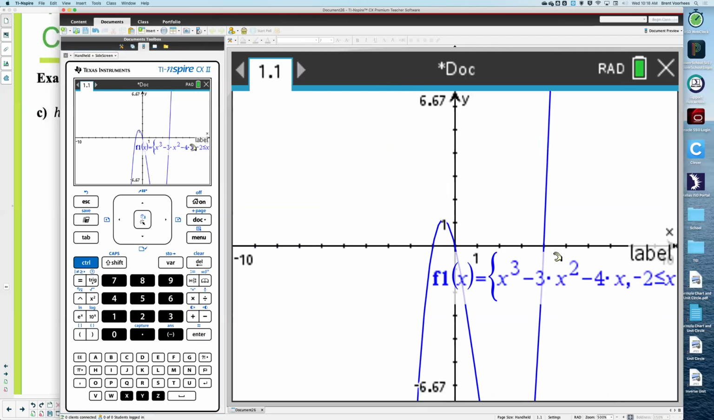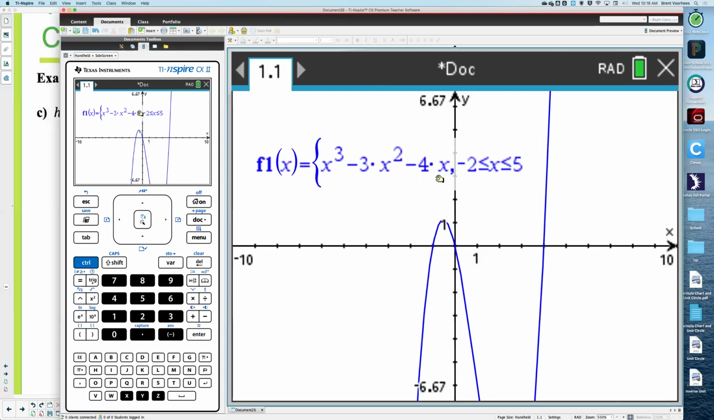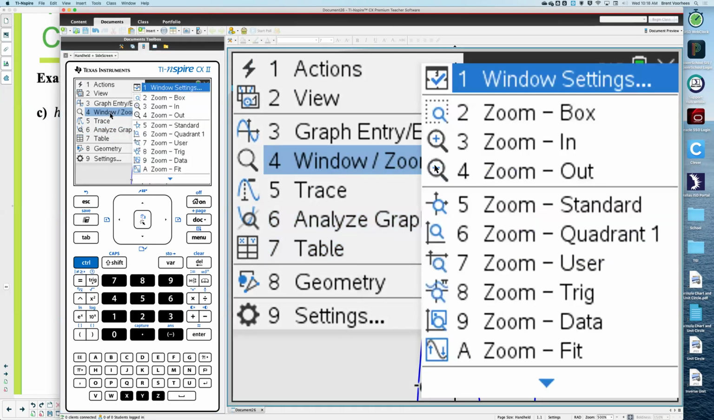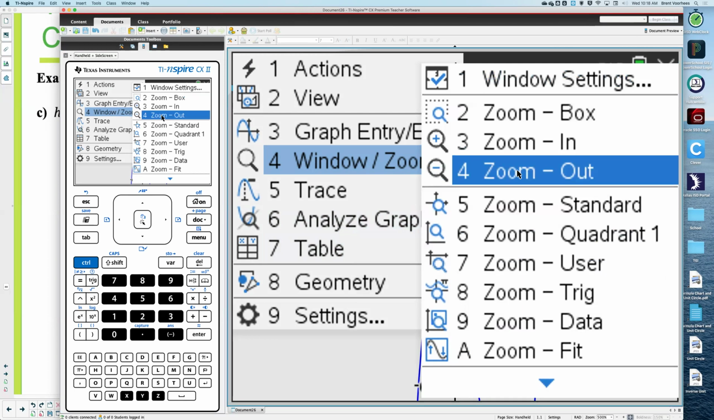Now I can't see the whole graph. If you are going to use the calculator to zoom out without changing the axis, I want you to choose zoom fit and only zoom fit. If you go to zoom, window zoom, don't ever choose zoom out. We're not going to change x's in our class, or if we will, we know what the x's are supposed to be. Zoom out will change x's. I don't want to do that.